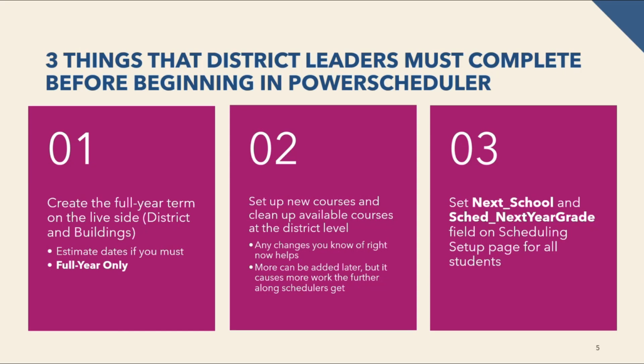And if you don't know your exact start and end dates for your school year next year, that's okay. You can estimate dates if you have to, knowing that you'll go back and correct those later once you get updated information. But the first one is just creating that full year term on the live side.